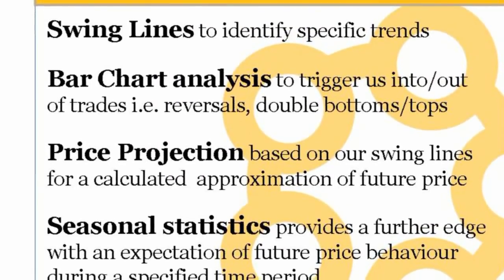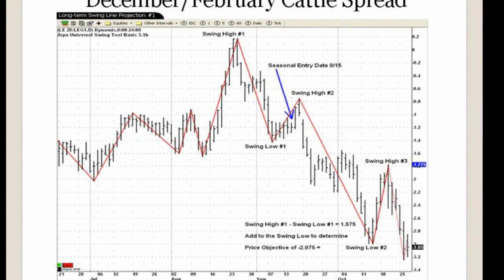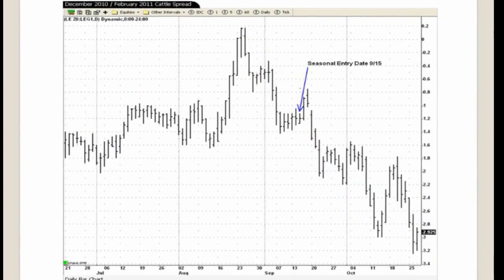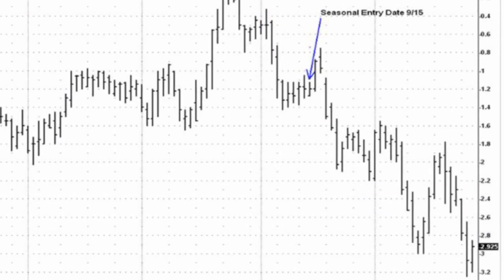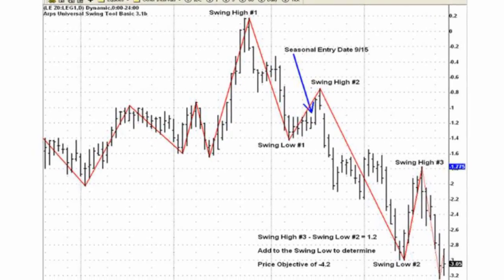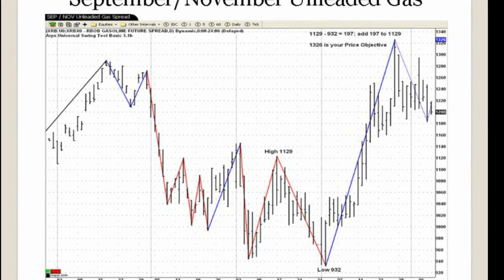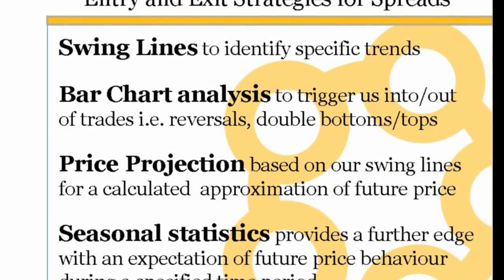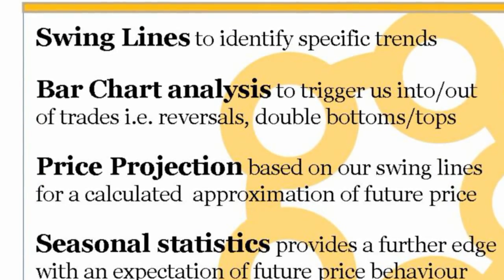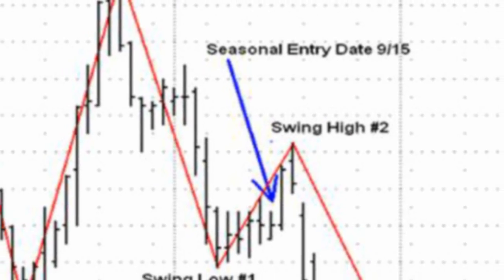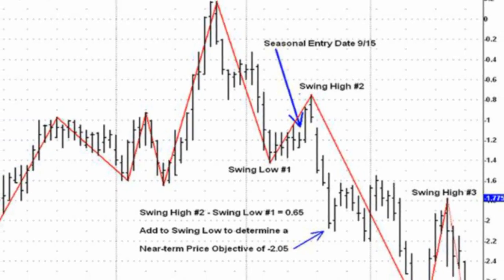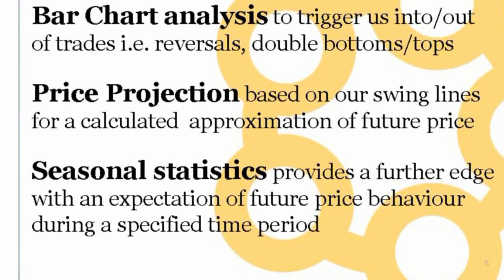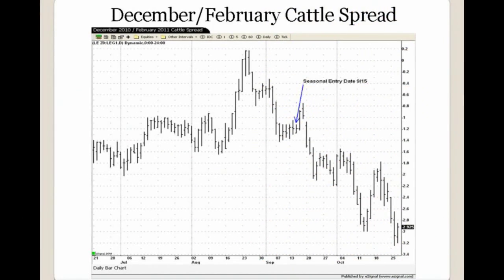Here are the key elements to the trading method. We use swing lines to identify specific trends suitable for position trading. Bar chart analysis to trigger us into and out of trades, specifically reversals, double bottoms and tops, high to low pattern recognition, and consolidation. We use price projection based on our swing lines for a calculated approximation of future price. Seasonal statistics, when available, provide an optimized date or time frame for entering and exiting a trade and create anticipation of price behavior during a specific time period.